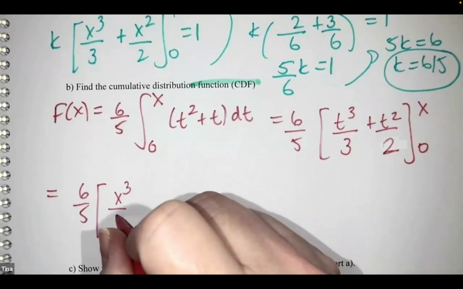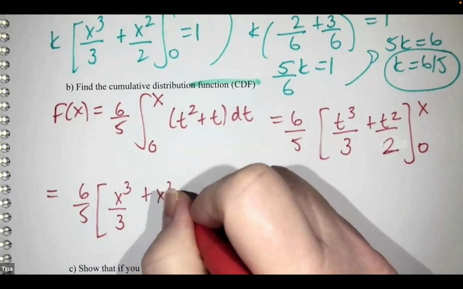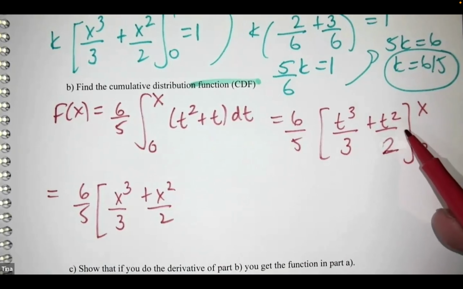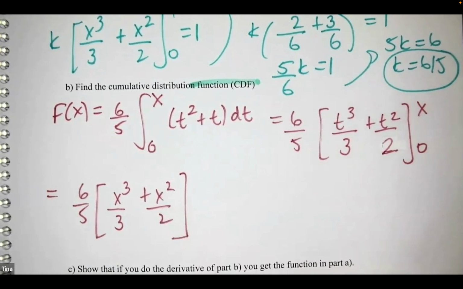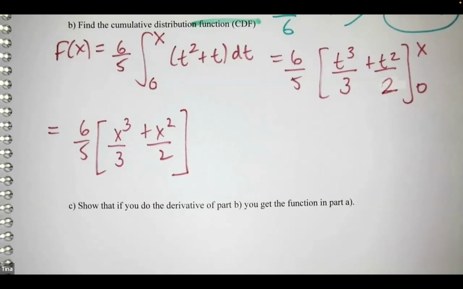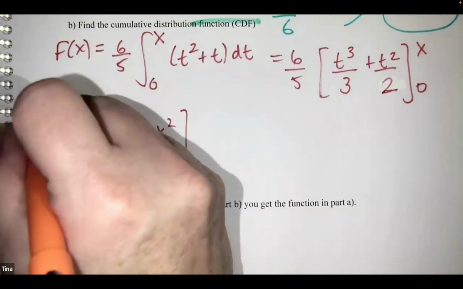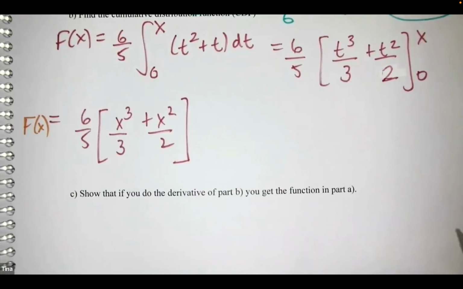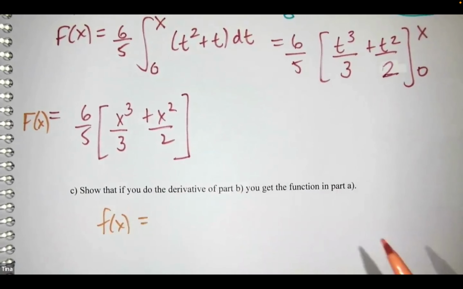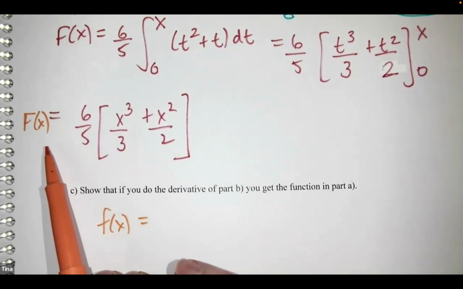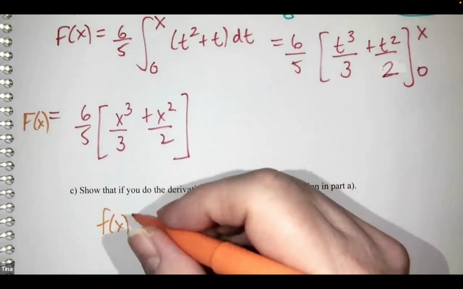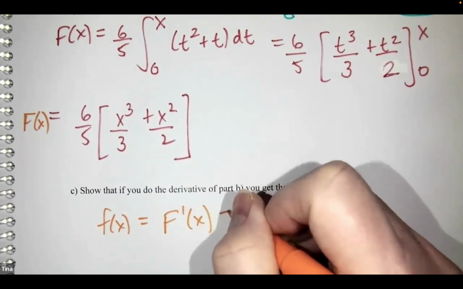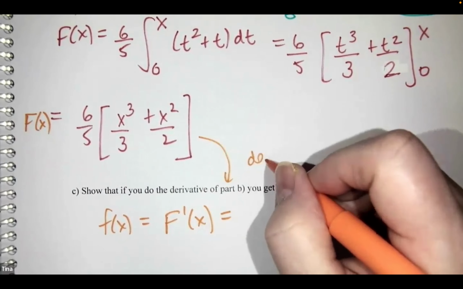So it would be x to the 3 over 3 plus x squared over 2. And then it'd just be minus 0 plus 0, so we don't really need that, right? Now, it says show that if you do the derivative of capital F of x, you're going to get our little f of x. Remember, to go from little f to big F is the antiderivative, so backwards, from big F we have to take the derivative of big F. So we do the derivative here.